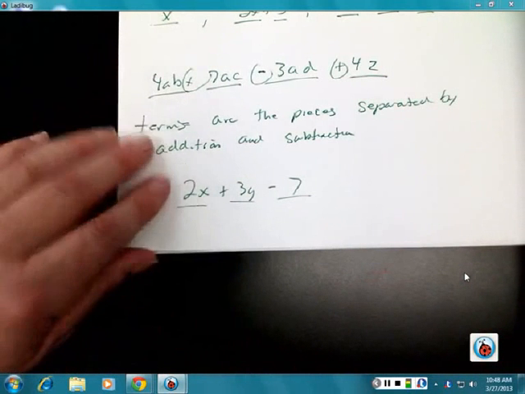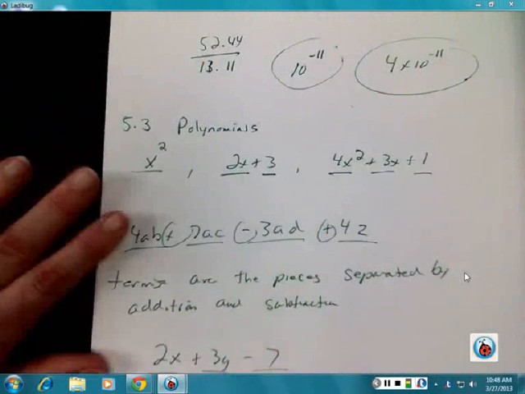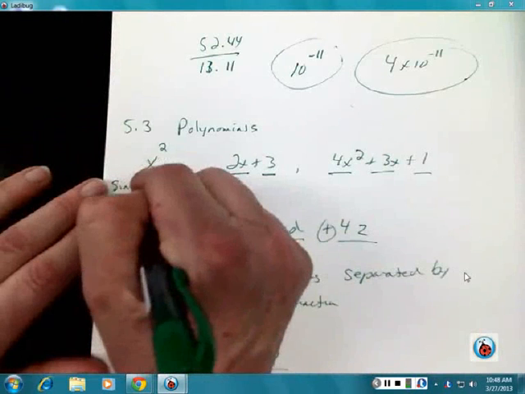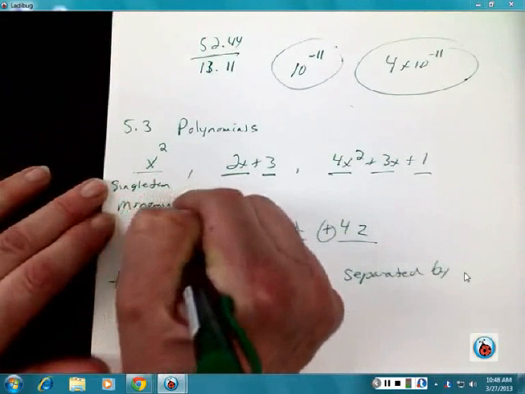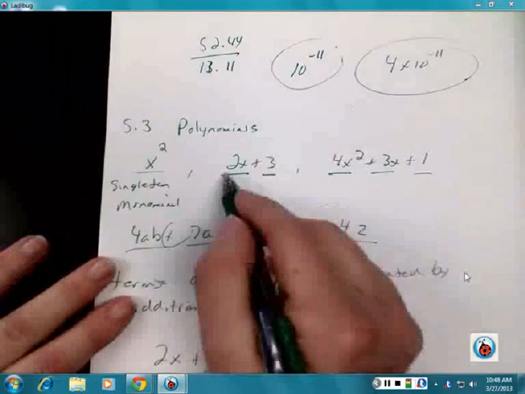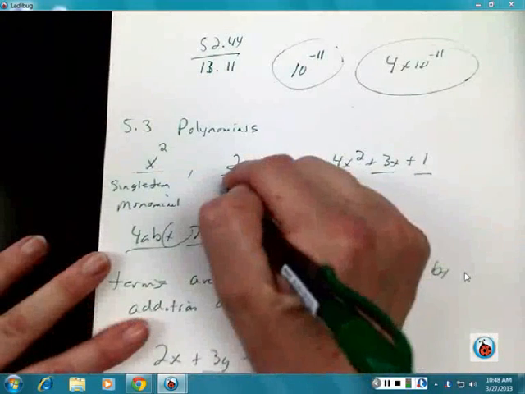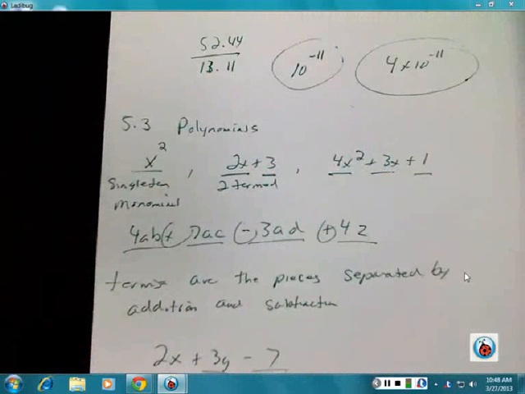Now within polynomials, there are names for these. The first one is a single term. It's called a monomial. Mono meaning one. So it has one term. The second one that I have listed up here has two terms. So what do you think the polynomial name would be? Binomial. Yep.